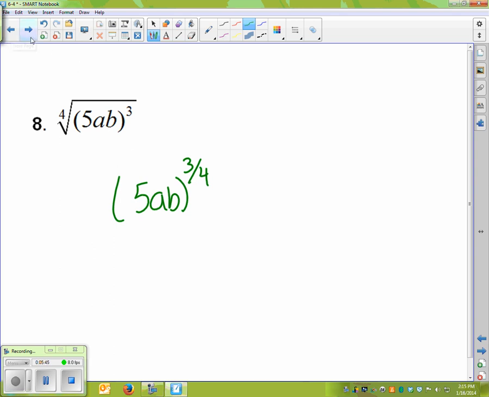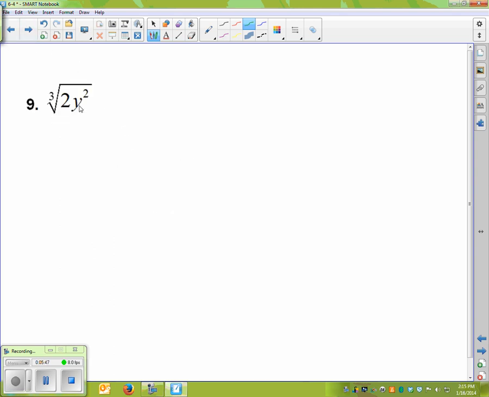One more example. If they are not in parentheses, that means they are not both to the squared. They're both under the radical 3, so they're both to the 1/3, but y has a numerator of 2. So I'm going to split these up. This will be 2 to the 1/3, y to the 2/3.